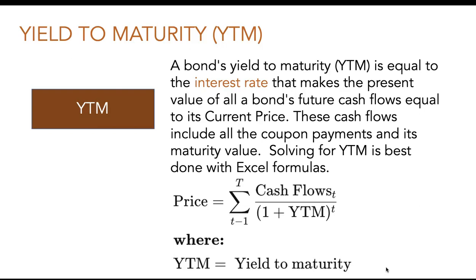And then the yield to maturity, or YTM. A bond's yield to maturity, or YTM, is equal to the interest rate that makes the present value of all a bond's future cash flows equal to its current price. These cash flows include all the coupon payments and its maturity value. Solving for YTM is best done with Excel formulas. Let's now watch a short video on various bond yields.